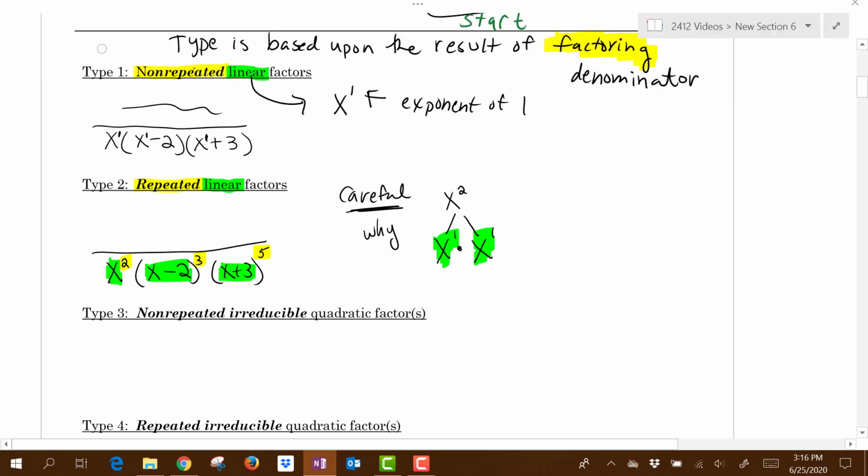Okay, so we're going to be careful. X squared can be broken down into linear factors. If it can be broken down into linear factors, we do not consider that to be quadratic. We consider that to be repeated linear. So we got to be careful there. Don't really care what happens at the top again. We're just focused on what happens when we factor our denominator as much as possible.